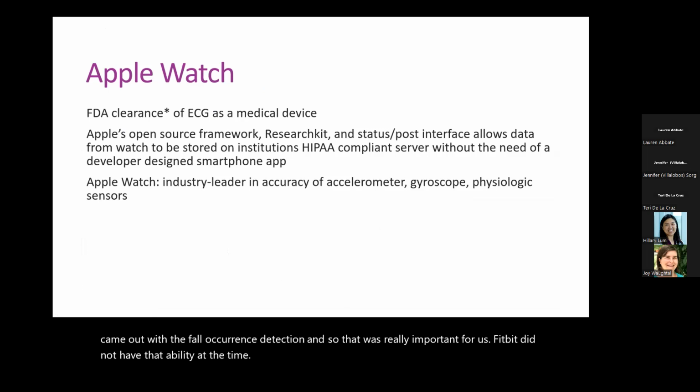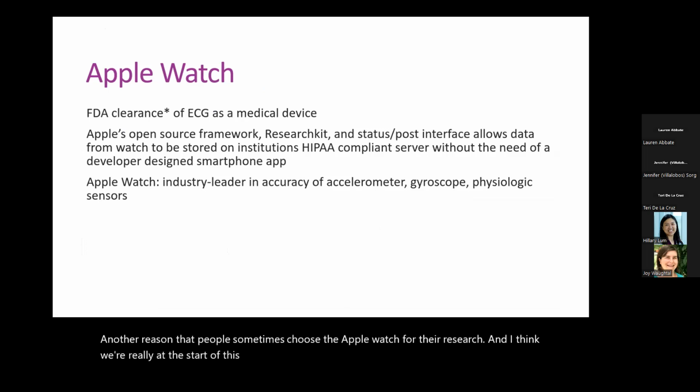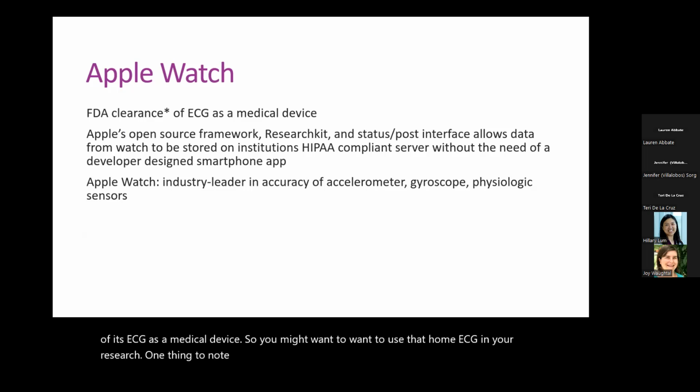Another reason that people sometimes choose the Apple Watch for their research, and I think we're really at the start of this technology being used for research, is that it has FDA clearance of its ECG as a medical device. So you might want to use that home ECG in your research. One thing to note is that Apple does not have FDA clearance for its pulse oximeter. They're adding new features all the time.